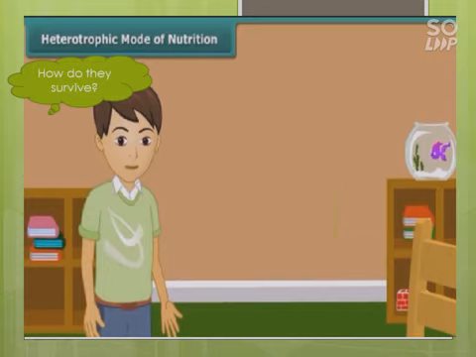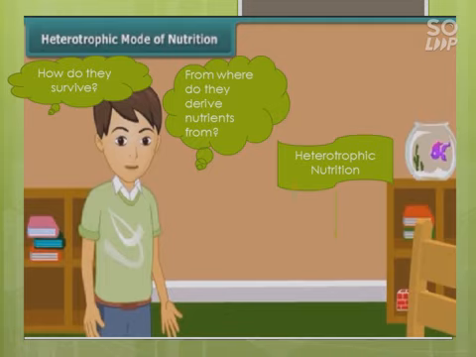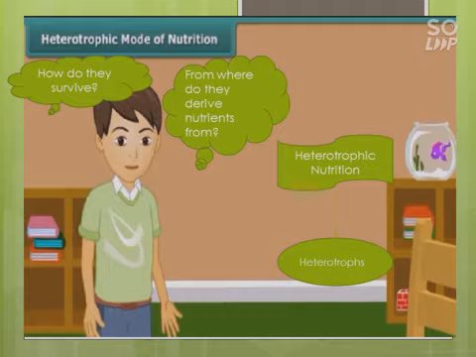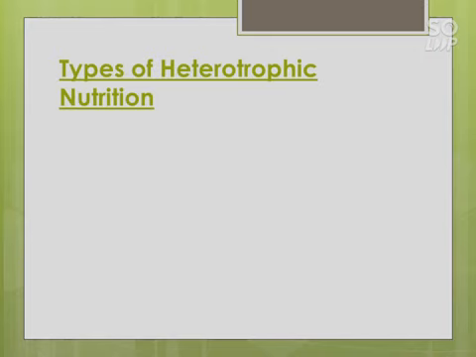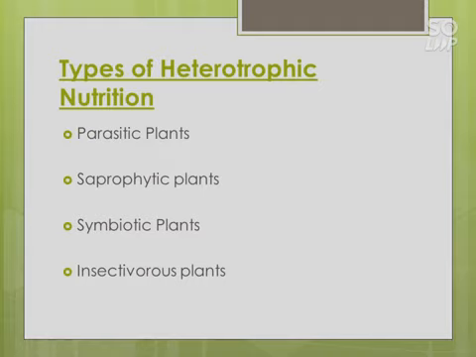As we have already learned in the previous modules, these plants derive food from other plants. This mode of nutrition is known as heterotrophic mode of nutrition. The plants in which this mode of nutrition is found are known as heterotrophs. There are four types of heterotrophic nutrition. First one is parasitic plants, second one is saprophytic plants, third one is symbiotic plants, and the last one is insectivorous plants. We are going to discuss them one by one.